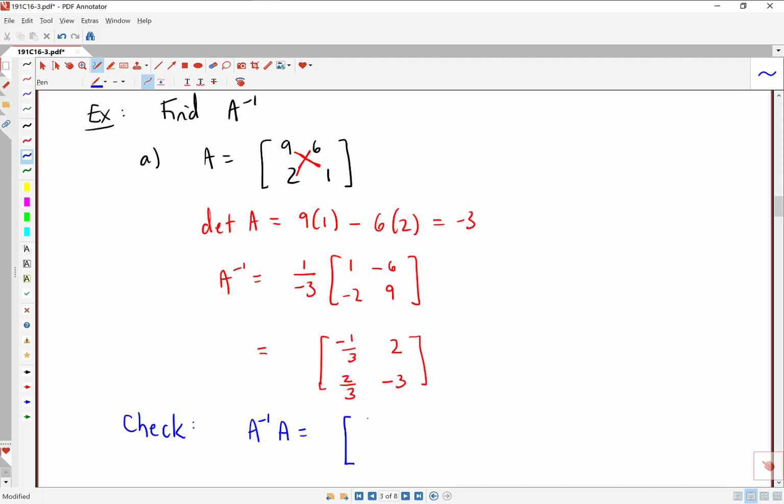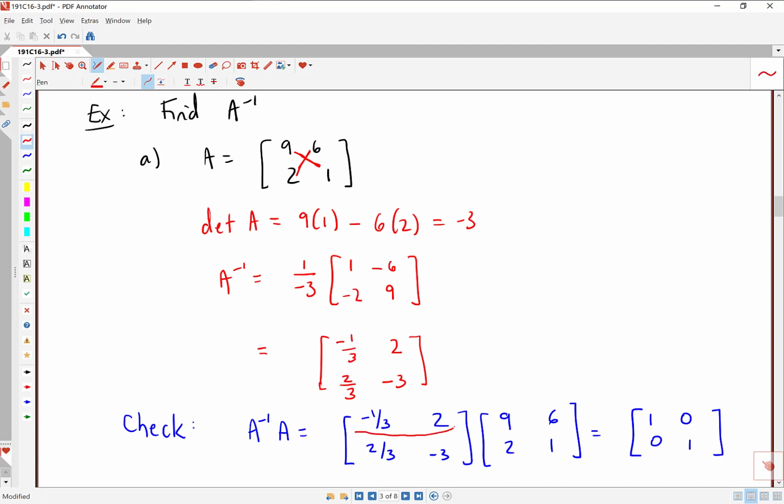So you can just confirm that when you take this minus 1/3, 2/3, minus 3 and multiply it with our original matrix, which was 9, 6, 2, 1, we really do get the identity matrix that has ones along that main diagonal and zeros everywhere else. So let's confirm that. This is a little flashback to matrix multiplication. You would circle the rows of your first matrix, columns of your second matrix, and do some dot products.